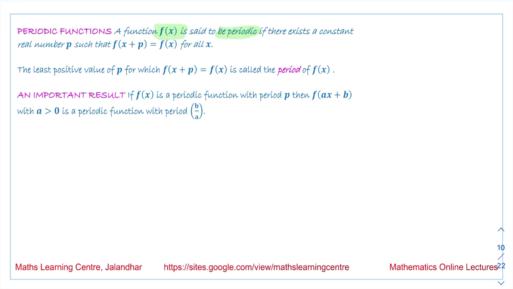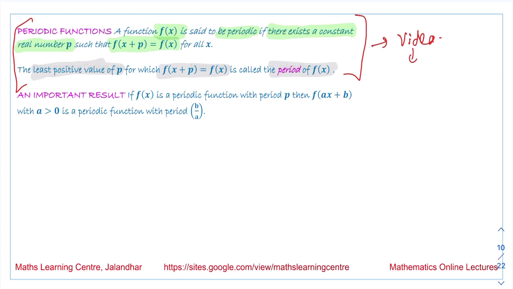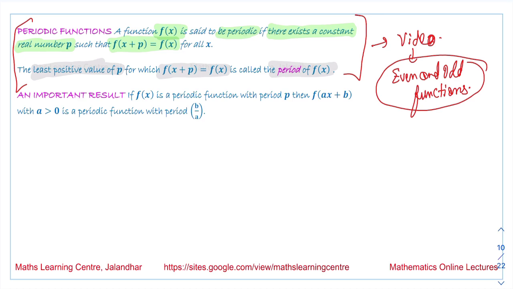A given function f(x) is said to be periodic if there exists a constant real number p such that f(x + p) is equal to f(x), and the least positive value of p for which f(x) is equal to f(x + p) is called the period of the function f(x). For details of these results, you can look at the video related to even and odd functions. Over there we have discussed the definition of periodic functions and examples.